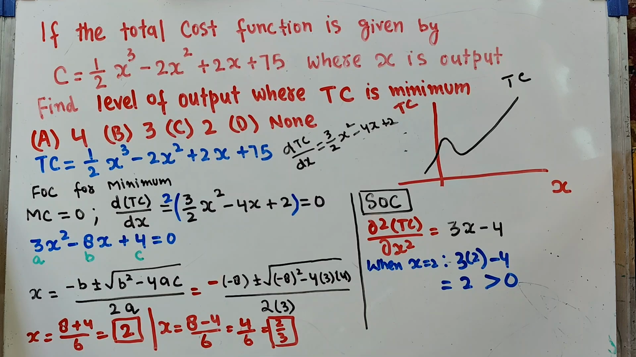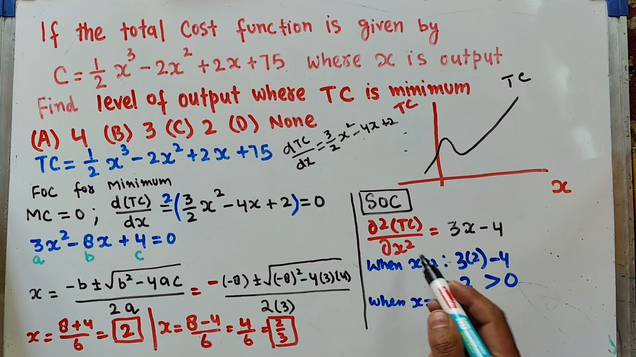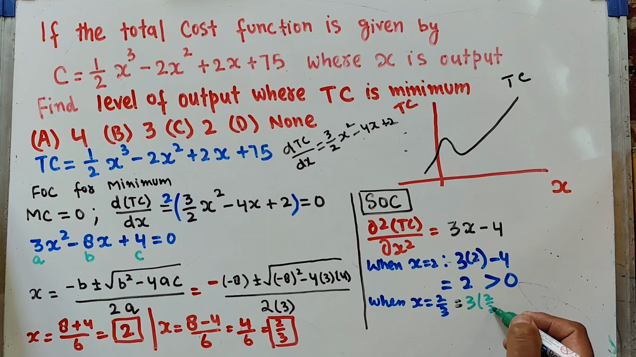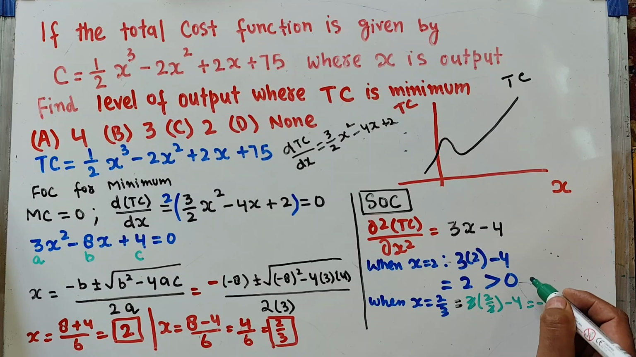And when x is equal to 2 upon 3, let us see what the second derivative is when we evaluate it at this critical point. We have 3 times 2 upon 3 minus 4. So 3 gets cancelled, 2 minus 4 is minus 2, which is less than 0. So this cannot be a minimum point, and x equal to 2 is actually the minimum point.